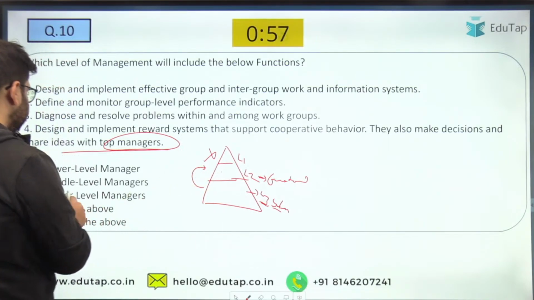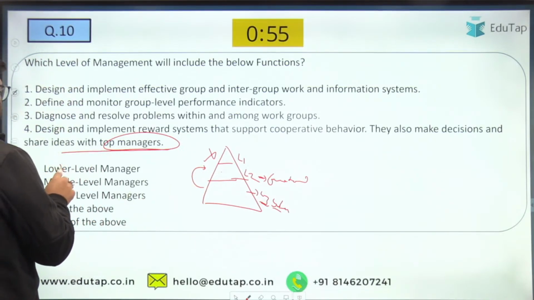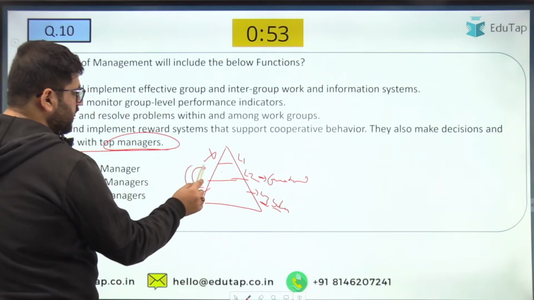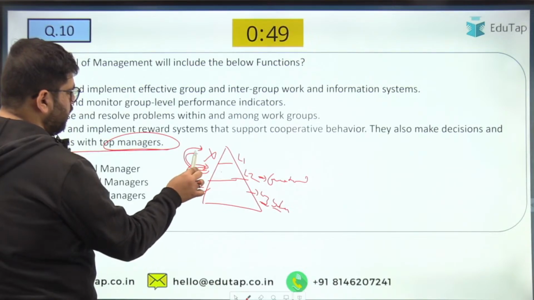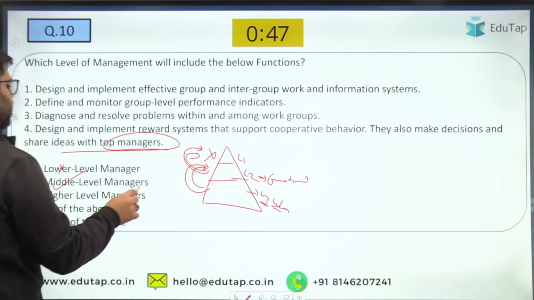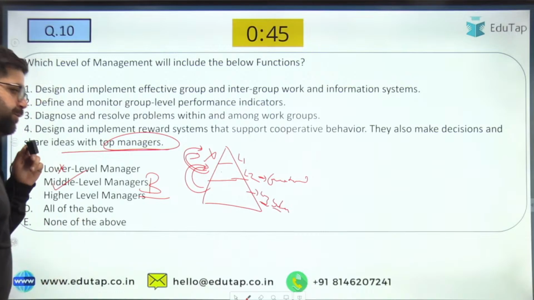So therefore it will not be the middle level either, and it will not be the lower level, because the lower level manager shares the ideas with the middle level. The middle level shares the ideas with the top level. So the answer will be over here, middle level managers, which is your option number B.